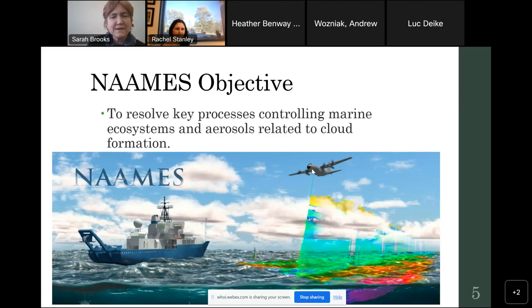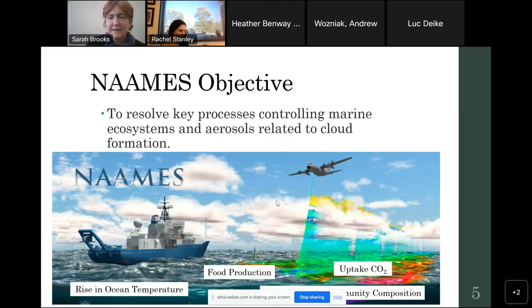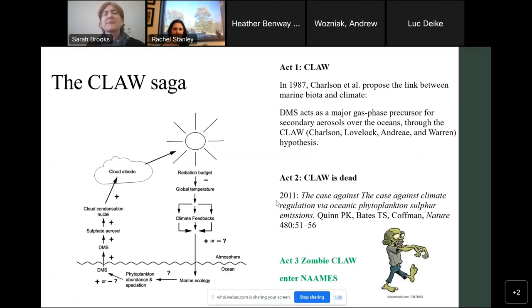There's just so much that could be learned. We're going to focus on the clouds today. So just as a little preamble, I think this group is going to be rather familiar with the cloud hypothesis. And I want to think of it as a saga.